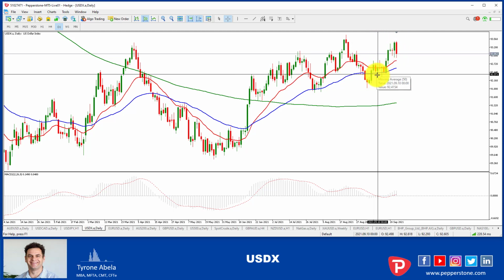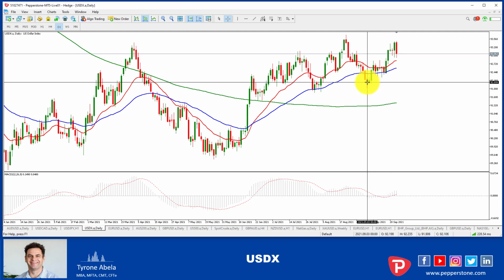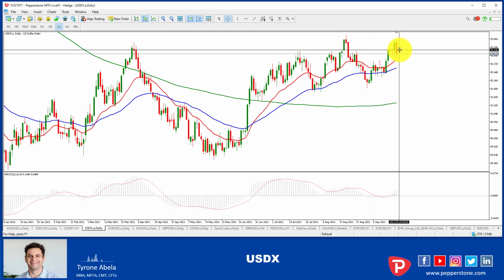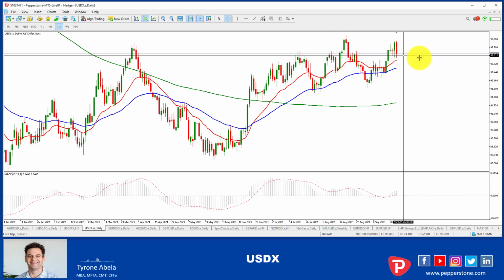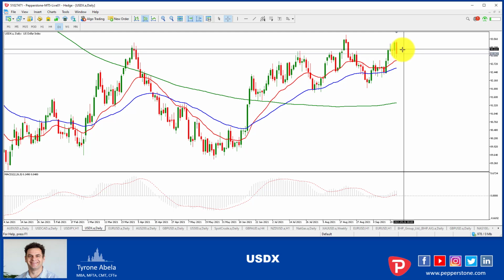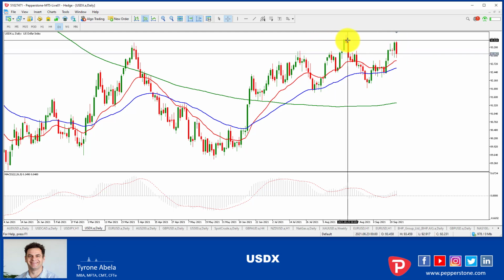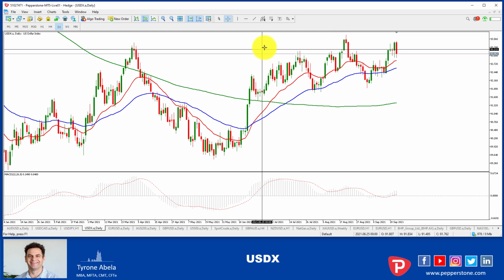Look, it's still long in terms of the pattern, okay? So we've still got the higher high, higher low sequence, so there's no doubting that it's still in an upward trend. But the problem is, of course, that we've got resistance right in front of us now. So even if it did reverse from here, it's going to have to take a pretty big momentum push to get past these levels.